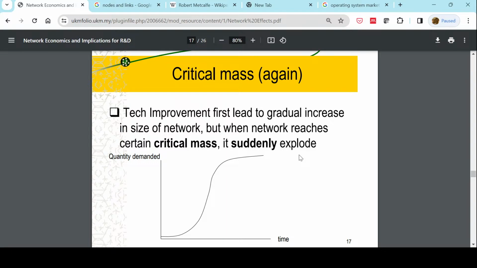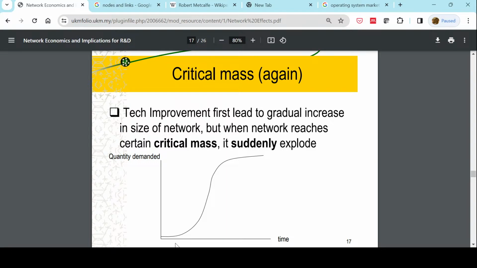Mother will always give unconditional love to children. This will lead first to a gradual increase in the size of the network, but when the network reaches a certain critical mass, here at this point, it will explode. This is exponential. This is the critical mass.